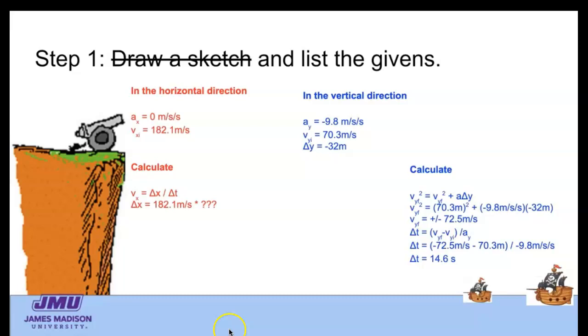And so now that I've calculated delta t to be 14.6 seconds, I'm going to take that over to the left side of this slide and substitute it in place of those three question marks. Delta x is then 182.1 meters per second times 14.6 seconds, so 2,653 meters. Which may seem like a lot, but that's pretty realistic. Cannons can fire things pretty far.